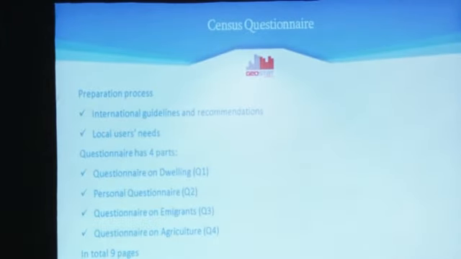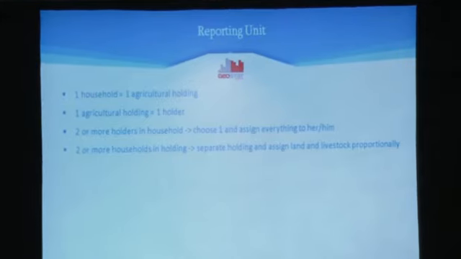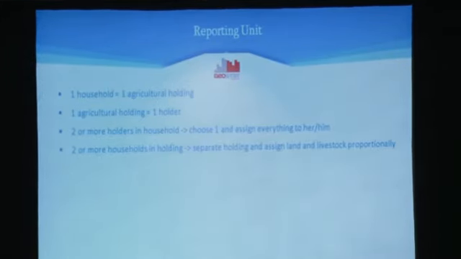The preparation process of the census questionnaires was held under international guidelines and recommendations, taking into consideration local user needs. The census questionnaire consists of 4 separate parts, corresponding to 4 different censuses: questionnaire on dwelling, personal questionnaire, questionnaire on immigrants, and questionnaire on agriculture. In total, the census questionnaire had 9 pages. Each questionnaire had a unique ID, which linked them to each other. Since the population and agricultural census were conducted together, it was agreed to use the same reporting unit. So a household was considered as one agricultural holding.